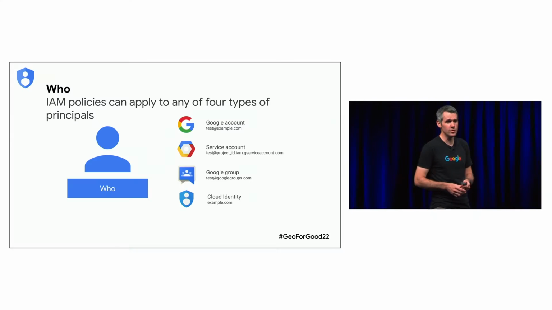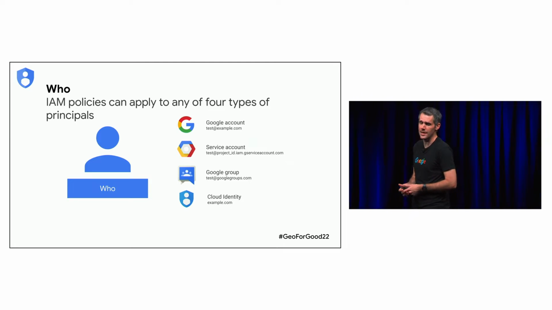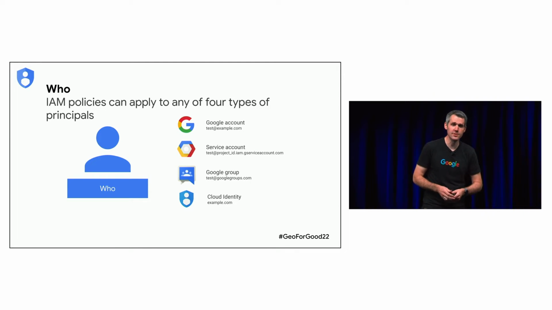So these are some of the examples of what these different policies or roles apply to. You can give permissions and roles to an individual, a Google account that is within your project. Perhaps you have a Workspace environment set up. You can give roles and permissions to service accounts.